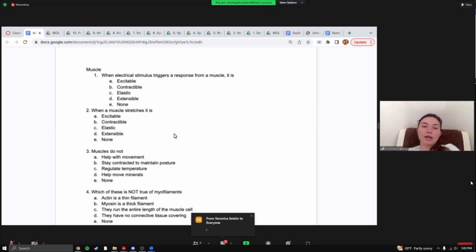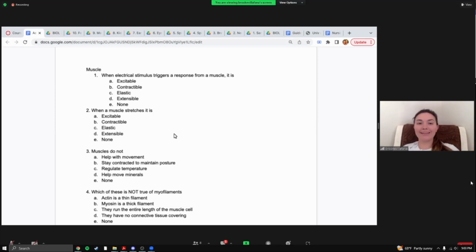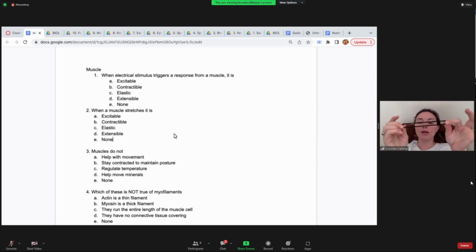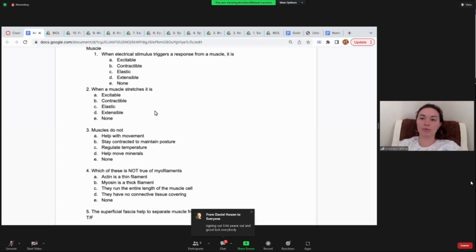Okay, so remember, extensible is stretch. So the answer here would be D, extensible. Elastic is the ability to return to its original shape. If you have a hair elastic and you stretch it, that's extensibility. But when I let it go and it returns back to its original shape, that's its elastic nature. Extensible is the stretch. Elastic is when it returns to its original shape. So our answer to 2 would be D, extensible.